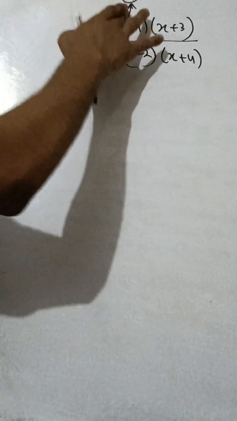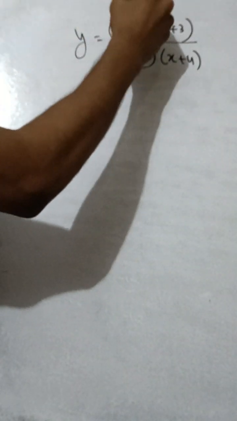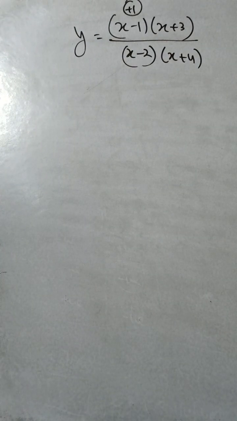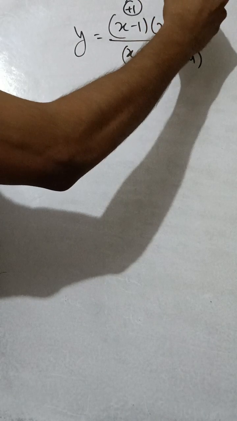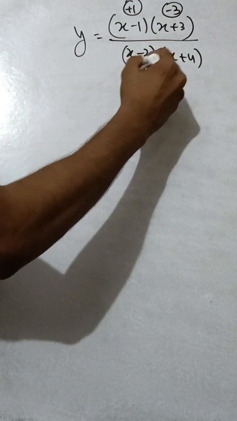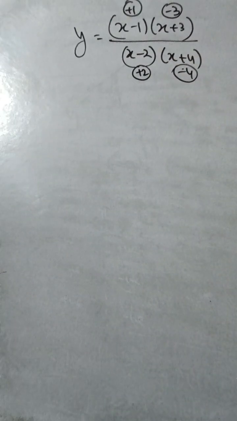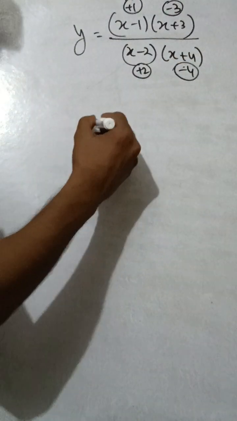So plus 1 is the critical point here. Now what is the critical point of x plus 3? That will be -3. The critical point of x minus 2 is 2. What would be the critical point of x plus 4? That is -4.